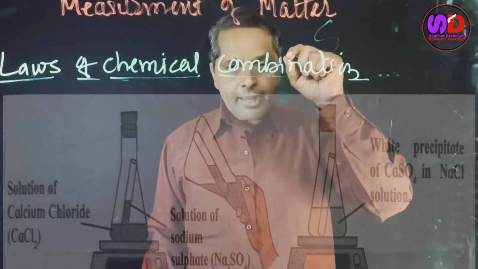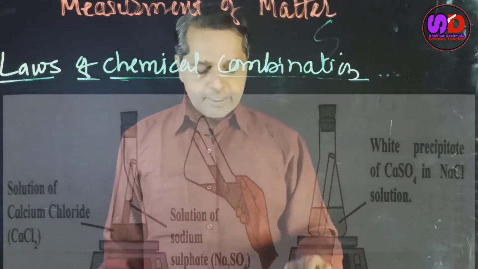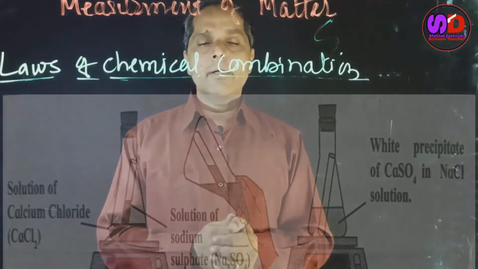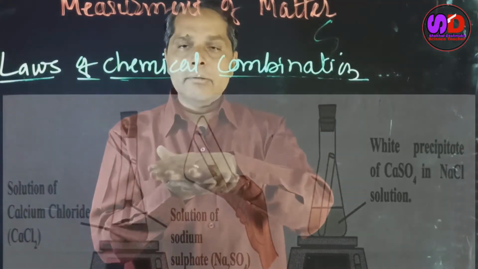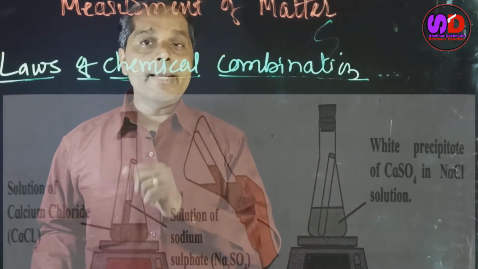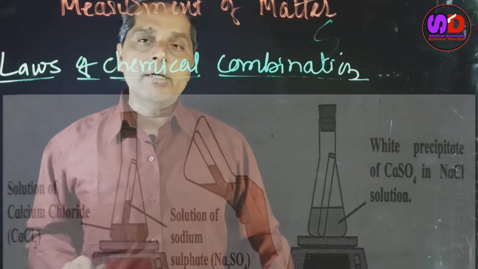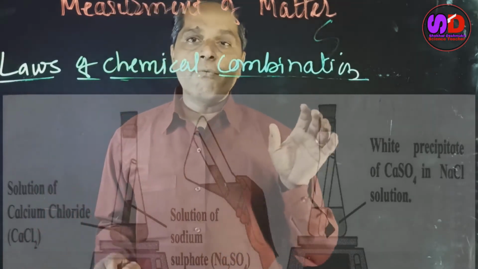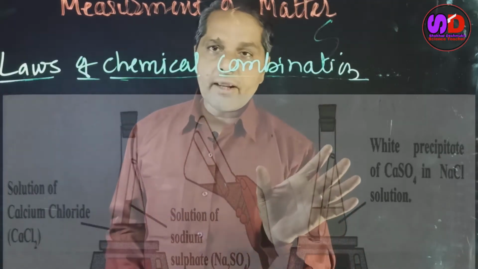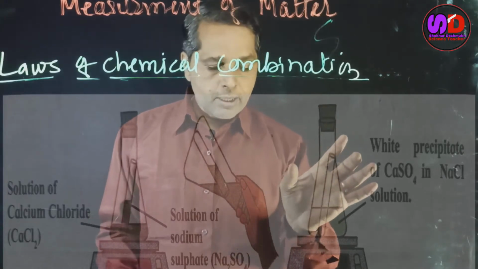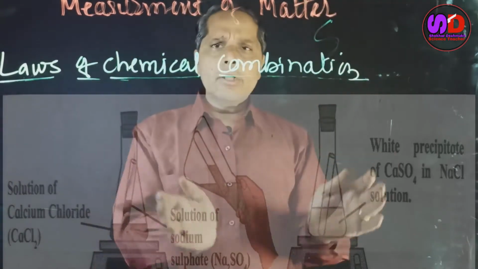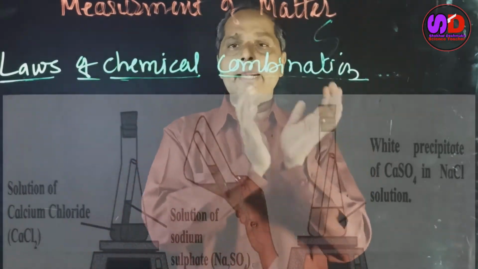Then tie a thread to that test tube and insert that test tube slowly into the conical flask. Then tie a rubber cork over the conical flask and weigh that conical flask. That means the weight includes the weight of the conical flask, the weight of calcium chloride, the weight of sodium sulfate and the weight of the test tube also. So the weight of the entire assembly is taken.